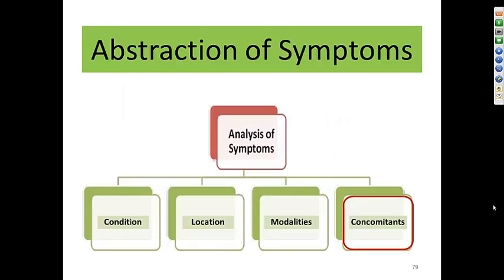And what we're going to look at, what Bönninghausen did, is he abstracted these symptoms. And he broke them down into the condition, the location, and the modalities. And then again, remember, the concomitants are separate symptoms which occur at the same time as this grouping, which have their own condition, location, and modalities.